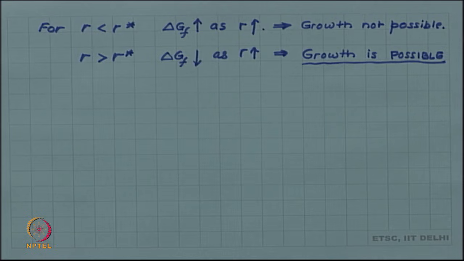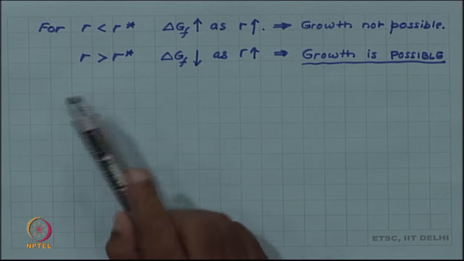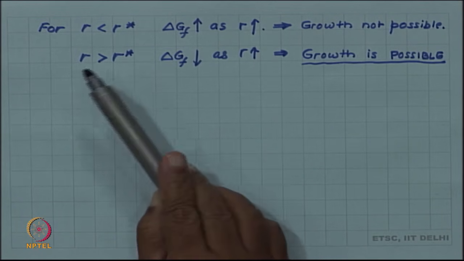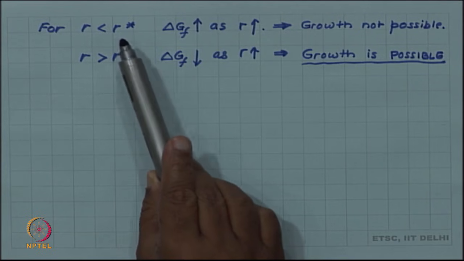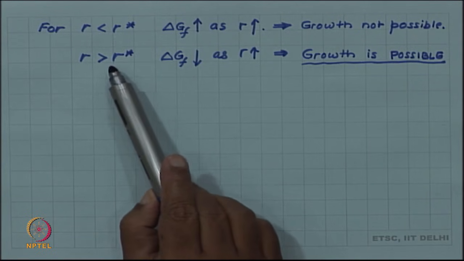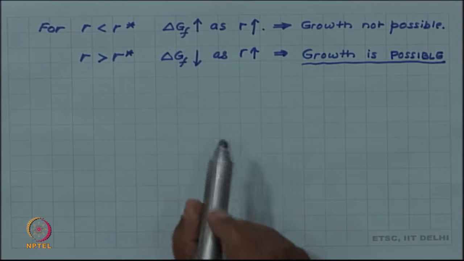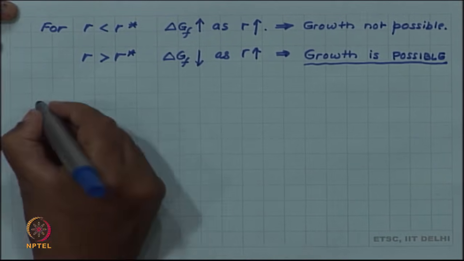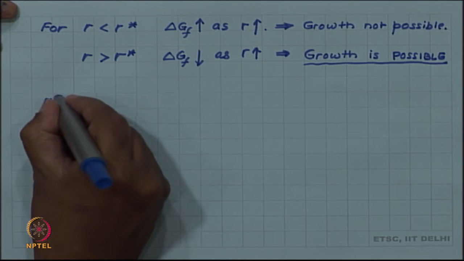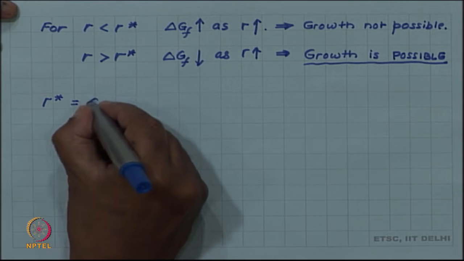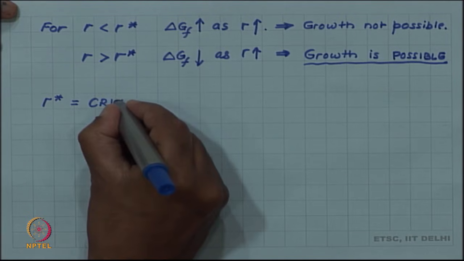So, this clearly indicates that the new nucleus which forms has to have at least a minimum radius of r star, because anything less than that the growth is not possible. So, that is why we call this r star critical radius for nucleation.